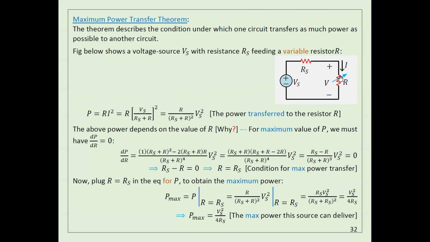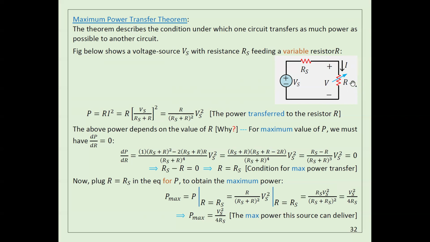Now the question is, look here, guys. When I change this resistance, the power consumed here is going to change. I'm not going to change Rs or Vs. By changing this resistance, the amount of power here will be different. So now I'm looking for the maximum power. What is the maximum power I can transfer to this resistance?